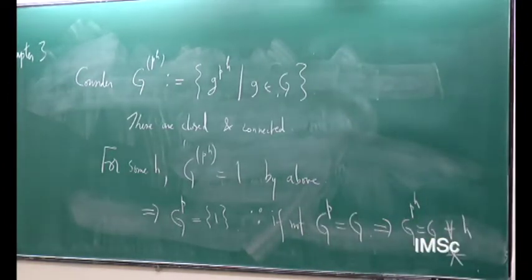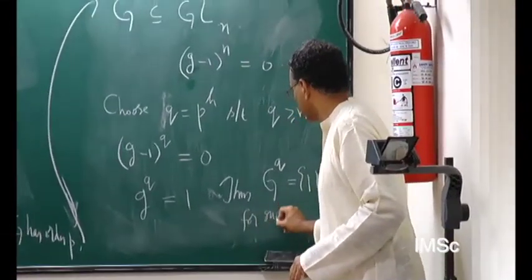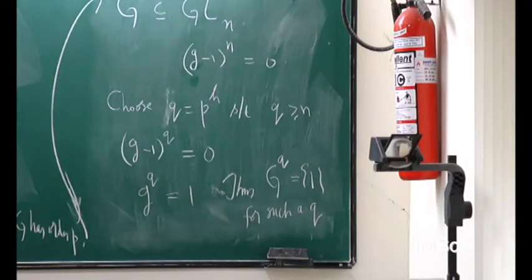That is because you choose a Q which is beyond n, G to the Q equal to 1. G was arbitrary here, G was for all G. Thus G to the Q is equal to 1 for such a Q. Is this clear? Yeah. Okay.